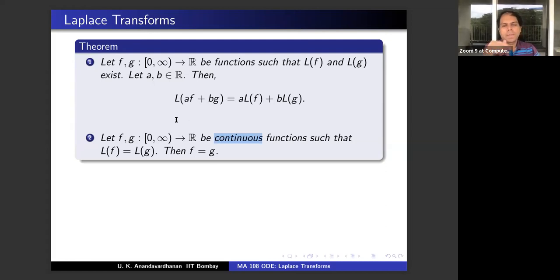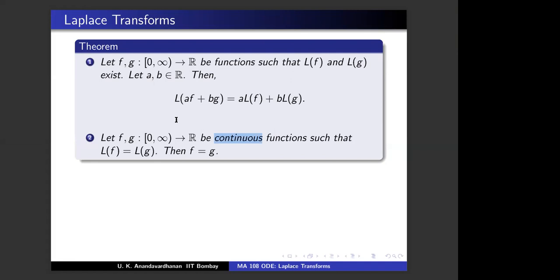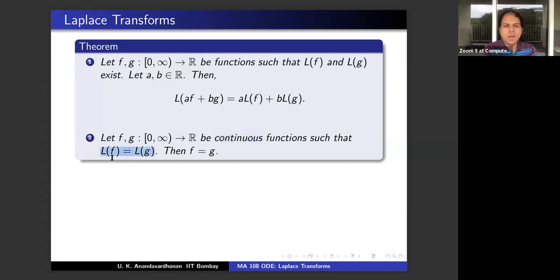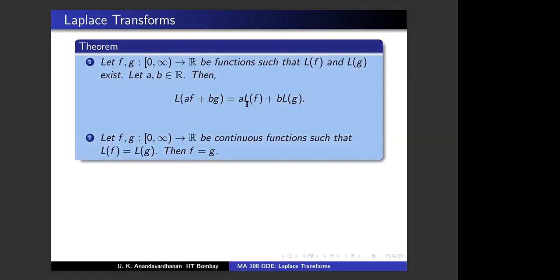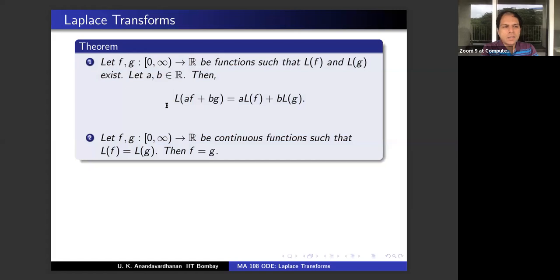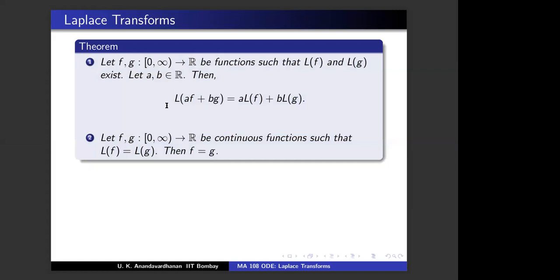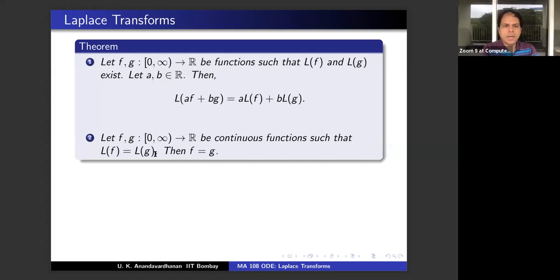Sir, is L of F minus G 0? Can we prove that one? If L of F equal to L of G, then of course L of F minus G is 0. Because that is what we have proved here, no? If I substitute B equal to minus 1 and A equal to 1, can we get F equal to 0? Absolutely, that is correct. But from that, it doesn't follow that F equal to G, no?